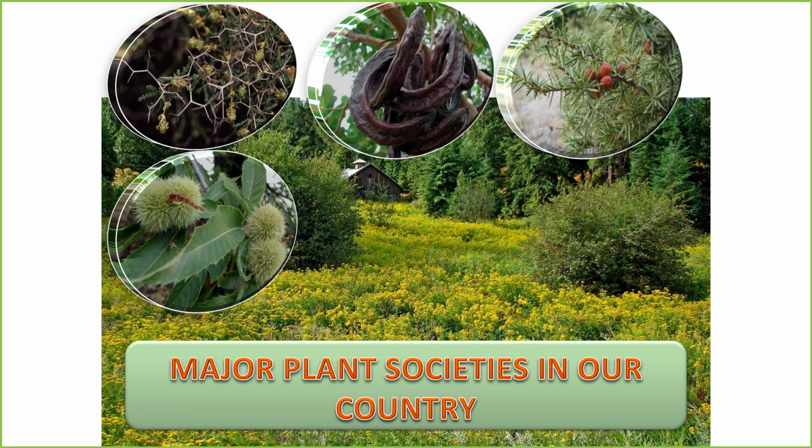Plant societies, also known as plant communities or vegetation types, in Turkey are diverse due to the country's varied climate, topography, and soil conditions. Here are some major plant societies in Turkey. 1. Mediterranean vegetation. Dominated by evergreen shrubs like maquis and garrigue. Common species include olive trees, myrtle, and various aromatic herbs. Found in coastal regions and areas with a Mediterranean climate.